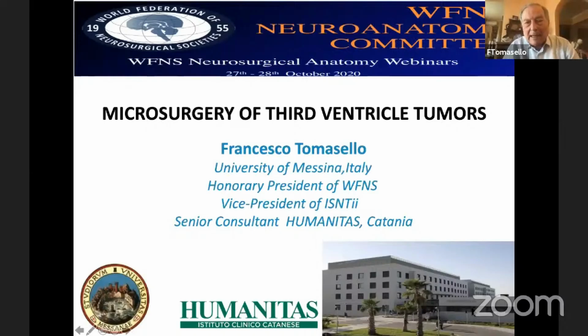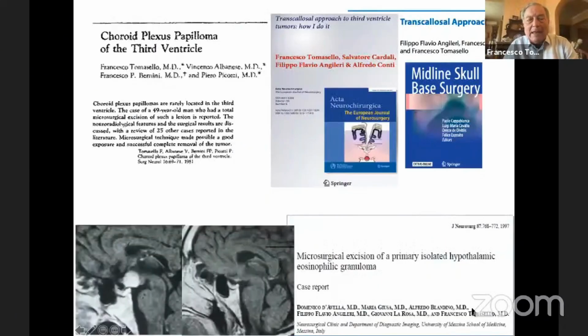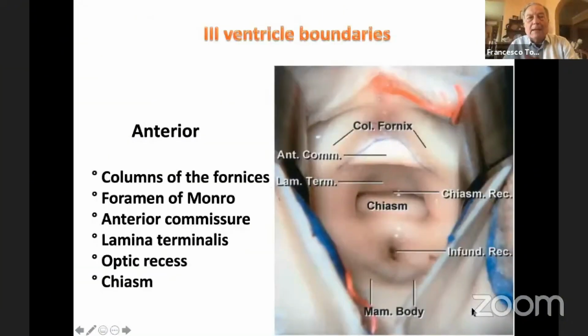About microsurgery of third ventricle tumors, and I already published some papers and textbooks on the same subject during my life. As we know, the third ventricle is a cavity in the middle of the brain surrounded by very important anatomical structures, which have very important functional implications.